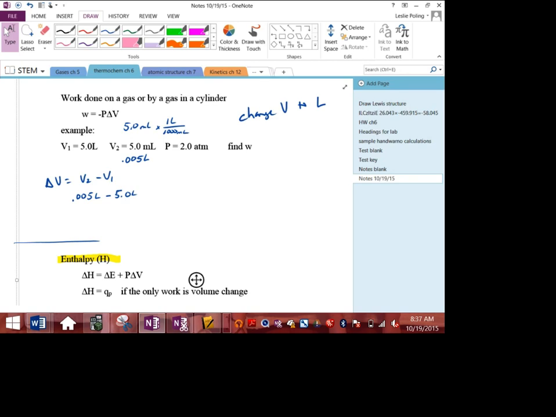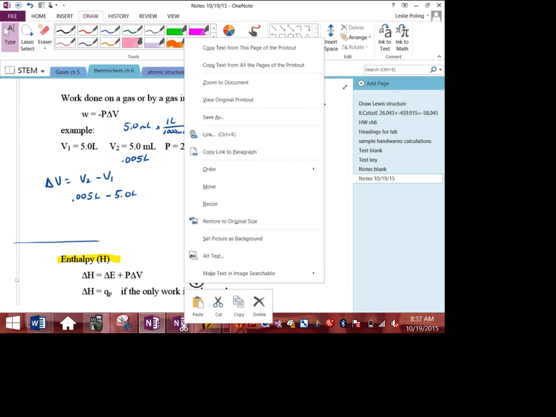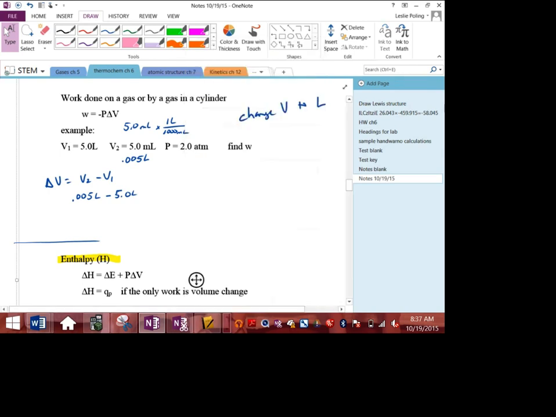All right. So we have then W equals 2 atmospheres times the negative 4. I'm just going to stop this. So do the math and finish that.